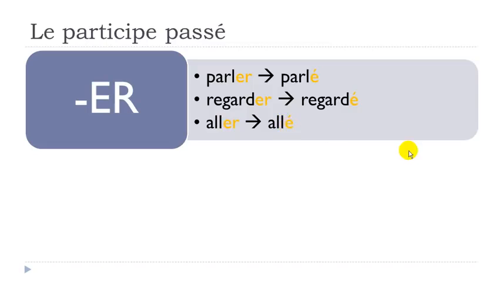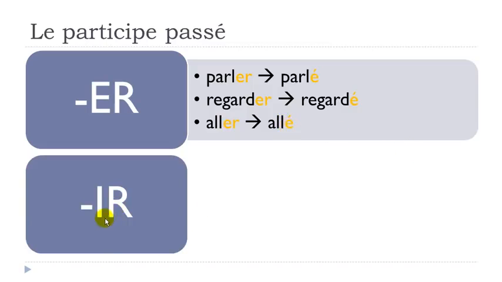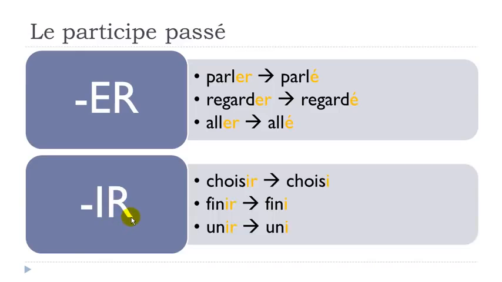Second group of verbs, not all the er verbs, we'll see that a bit later, but most of them, and it's quite easy as well because you will take this ir away and just replace it with i. So choisir, to choose, will give you choisi. Finir will become fini. Unir, uni. Choisir, to choose, finir, to finish or to end, unir, to unite. So the first two groups of verbs are quite easy to modify to make this participe passé form.